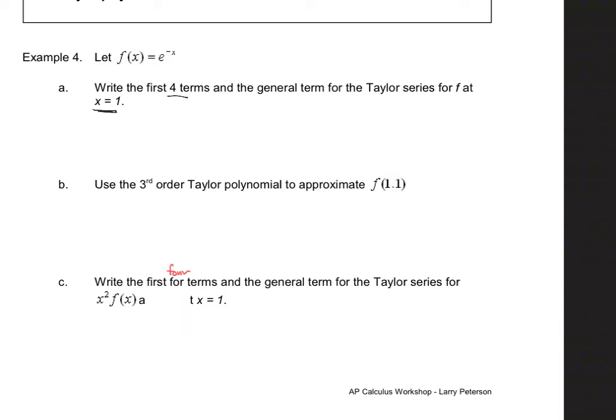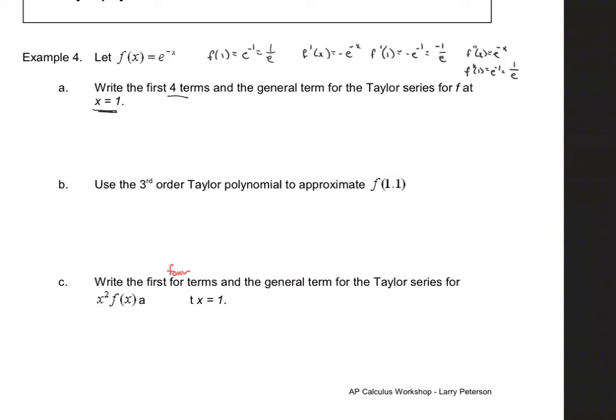So sadly, we're going to have to say f of 1 is going to be e to the negative 1. Our f prime of x is going to be a negative e to the negative x. So f prime of 1 is negative e to the negative 1, or negative 1 over e. And then we need f double prime of x is going to be back to e to the negative x, and so f double prime at 1 will be back to 1 over e. See, I got second derivative.